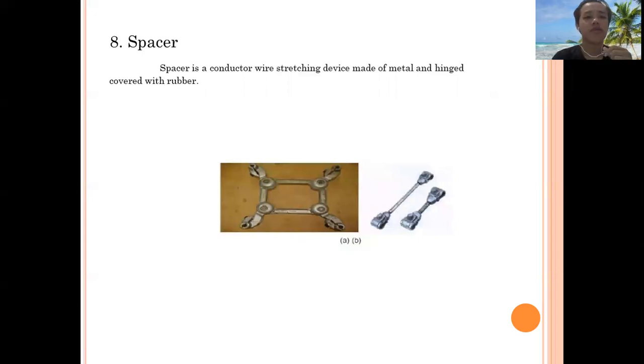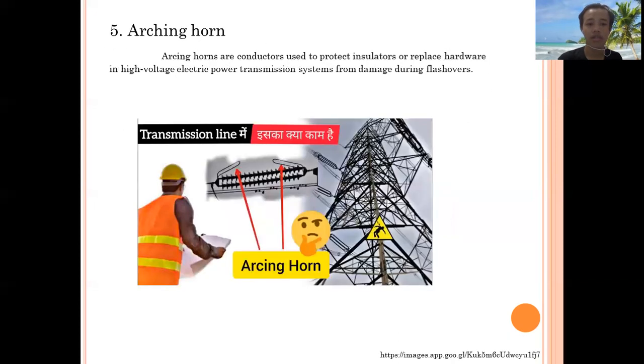Number 8 is spacer. A spacer is a conductor wire stretch device made of metal and covered with rubber like this. The hardware is like this. The place of installation in the transmission tower can be seen in the picture. Functionally, this spacer was created to protect the conductors from sticking or touching like this.